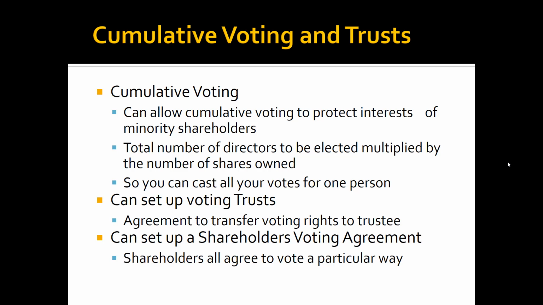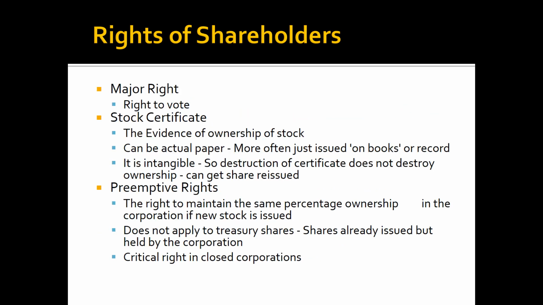When you do this, and there's a number of ways you do this, you can get minority representation on the board of directors. You can also set up voting trusts where you transfer your right to vote. Very often you're getting solicited to give your proxy. You can set up shareholding agreements where you're not turning over your stock, but you're agreeing to vote in a particular way.